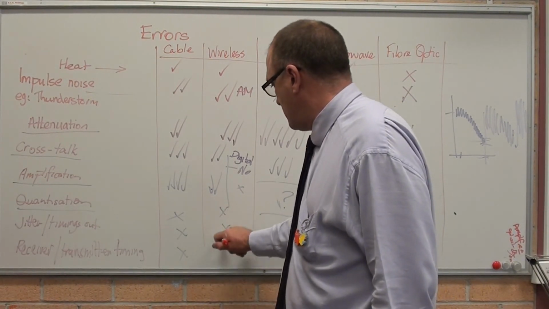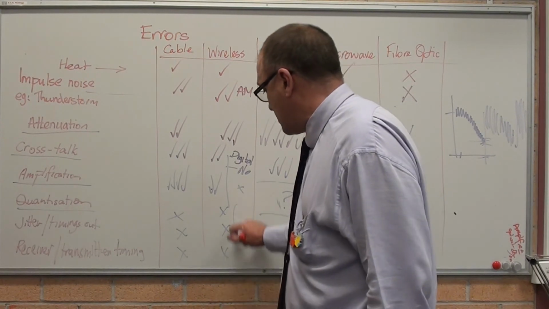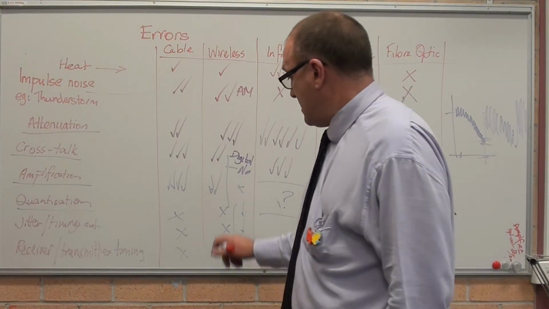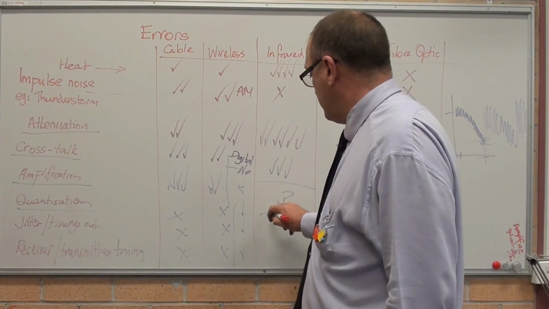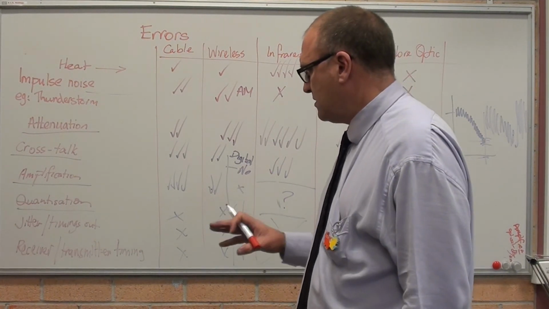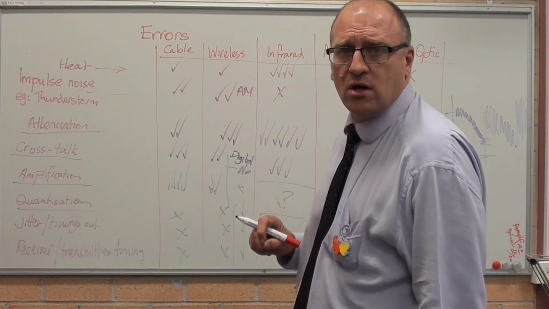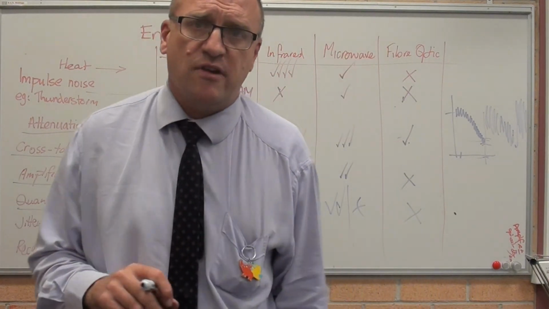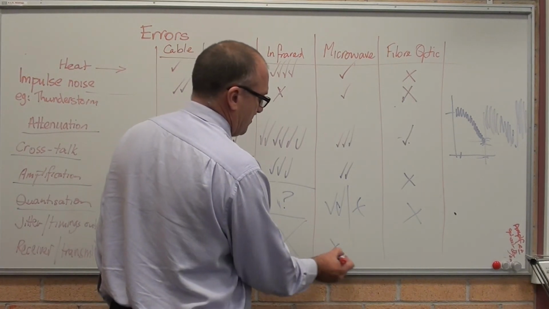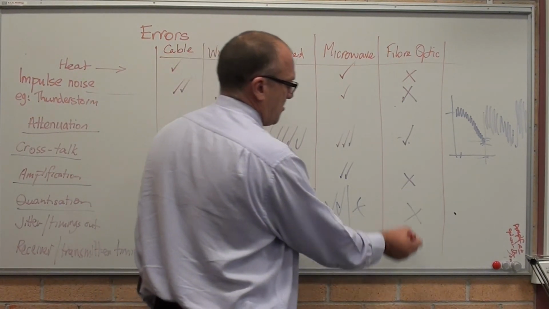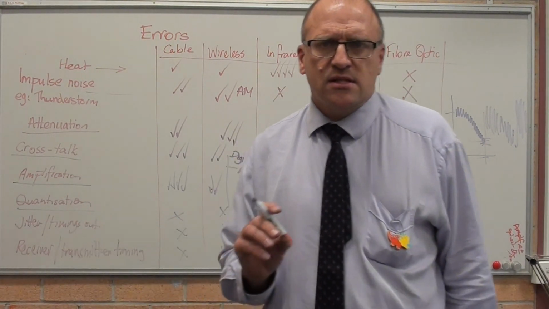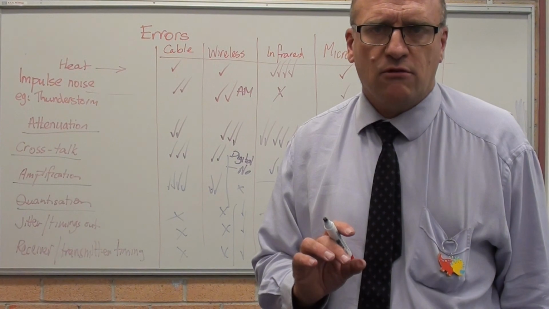Wireless, same thing. If it's digital, they affect it, analog it doesn't. Infrared sends pulse modulation out, but it's incredibly low cost, low risk, short range transmission. Microwaves, analog doesn't matter, digital does. Fibre optic, all of those cause errors. So there's your comparison of your various transmission media.